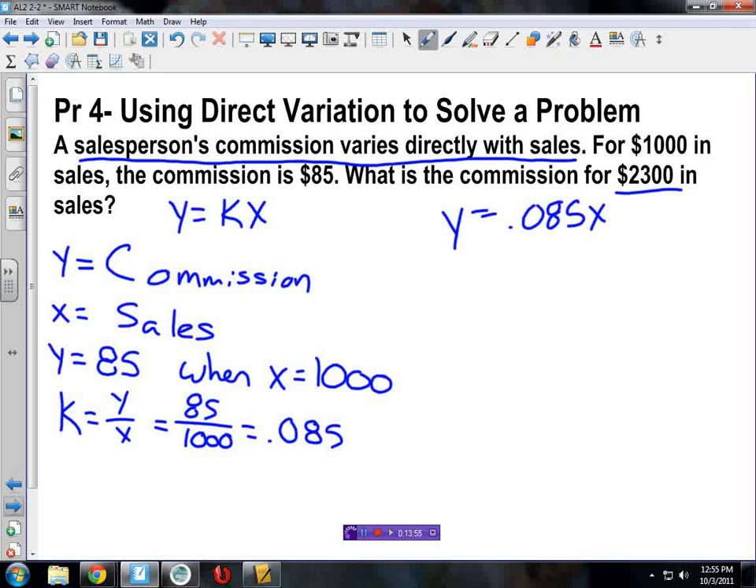They want to know what happens when I sell 2,300, right? Is that an x or a y? An x. So I'm going to have y is equal to 0.085 times 2,300, which is something. I don't know what that is. All right, 195? $195 is my new commission.